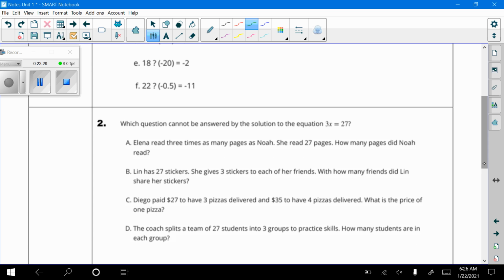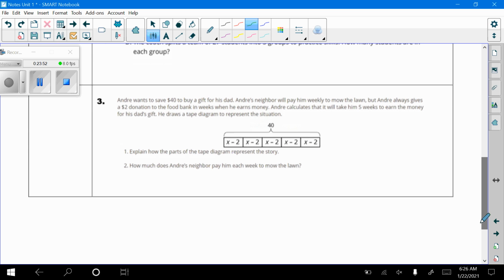This next part: which question cannot be answered by the equation? So I'm giving you the equation. You can write it out like this. You could write it out like x, x, x, and put your little box, if that helps you. But which of these cannot? There'll be one of them that cannot. Which equation? Which question? Then the last one, I want you to go ahead and do this one just like we were doing the others, but try it on your own and answer the questions.